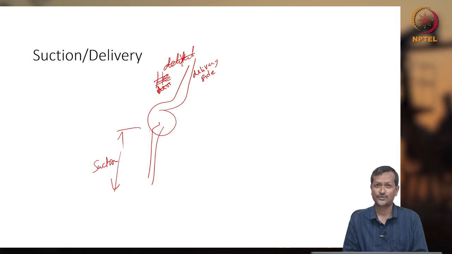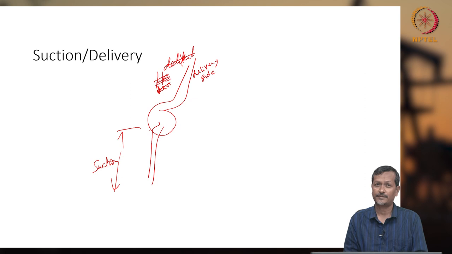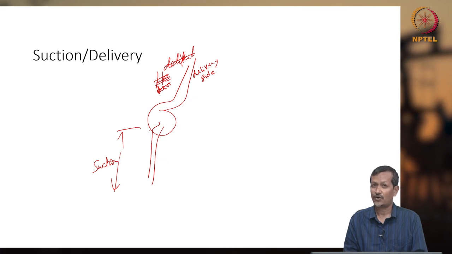But on the delivery side, there is no such restriction. It depends on your pump design and number of stages. The length of the delivery pipe depends on your pump performance, but the suction side depends on your fluid properties. If the fluid has lots of gas and the bubble point pressure is near your pumping operation area, then there is a possibility of cavitation. So you have to consider all these parts.